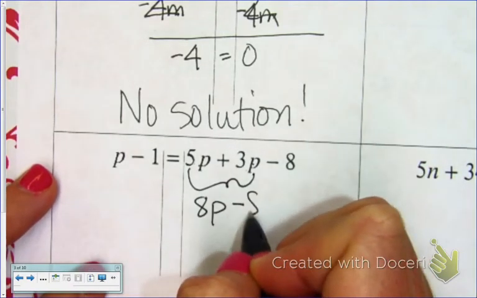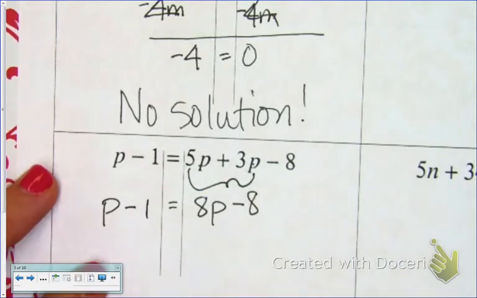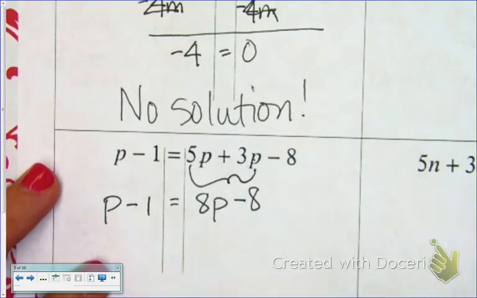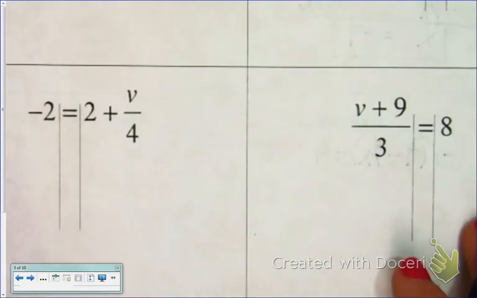I have my minus 8, my equals, and my p minus 1. So it kind of simplifies it a little bit. This is combining our like terms. So don't forget to do that as well. On the back of your paper, you have some scary problems that look like this.